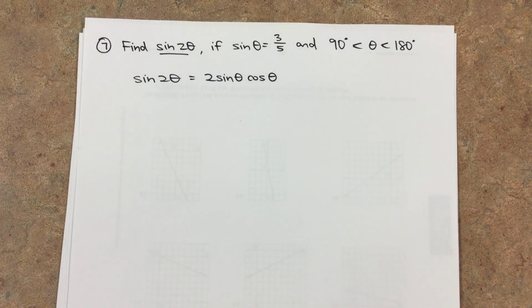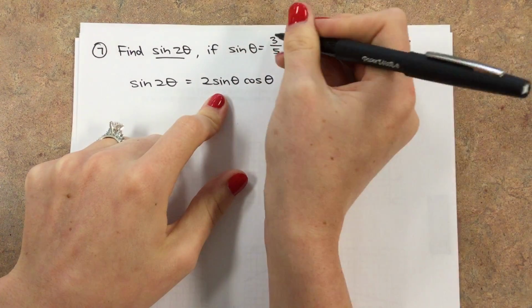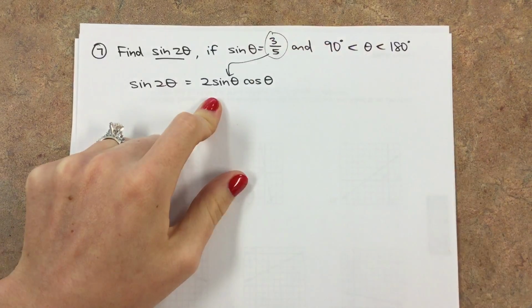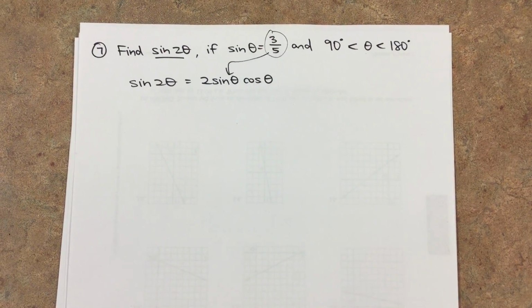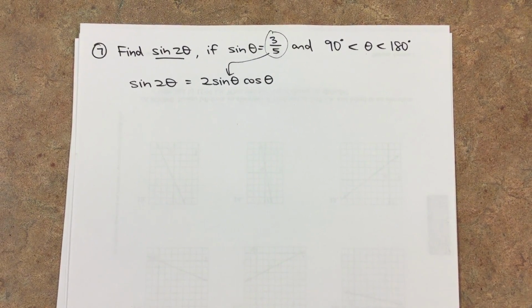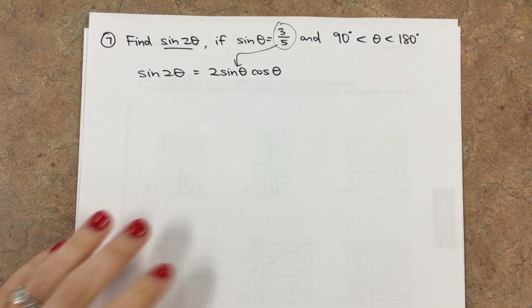Okay, so here's how you do a problem like this. Sine theta is 3/5. That is just going to go right here in our formula. But we don't have cosine. We need cosine. We can set up a triangle in order to get cosine, just like the first one that I did for you guys.